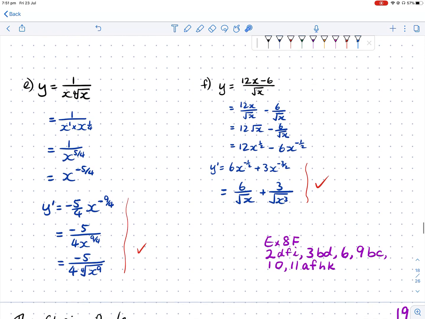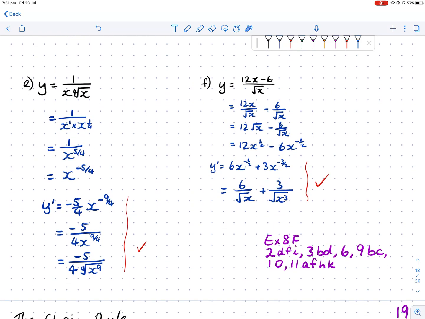Question E is a very similar example, but this time it's in the denominator. So it's just a little bit more rearranging that we need to do before we differentiate. So the first thing I would do is write the fourth root of x as a power. So that's x to the power of a quarter. And then we've got x to the power of 1 and x to the power of a quarter. So we're going to add the two powers together, and that's equal to 5 over 4.